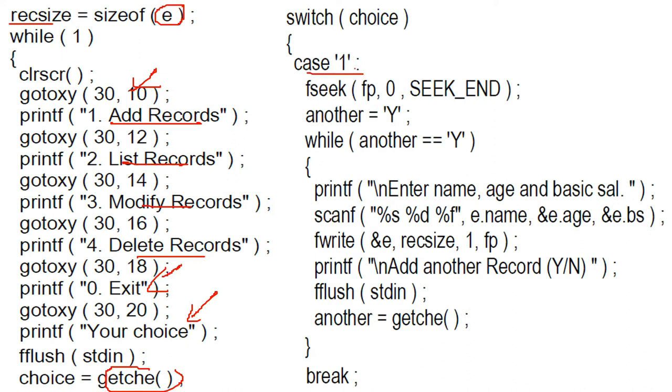So if you want to add the record, you have to go to the end. This is SEEK_END. FP is the file pointer, offset 0, and this is SEEK_END. And we ask the user how many times you want to enter, and we just printf that please enter. We scanf, and we just fwrite this %e with the record size in FP, and we ask the user to put no so that he can come out.